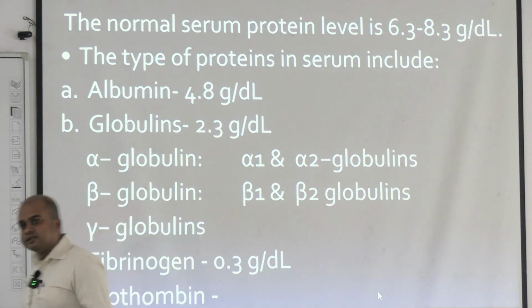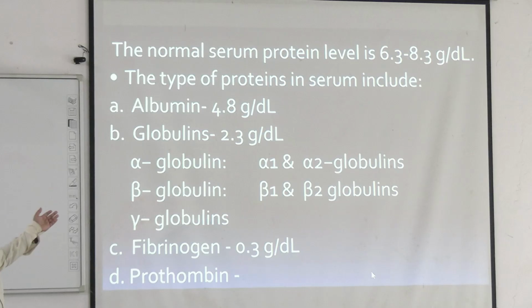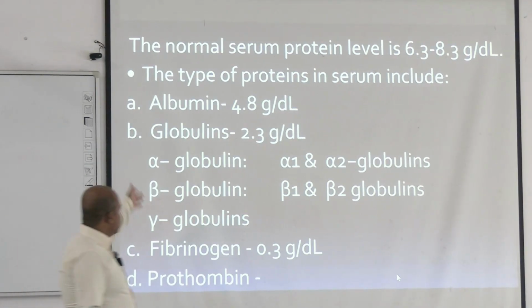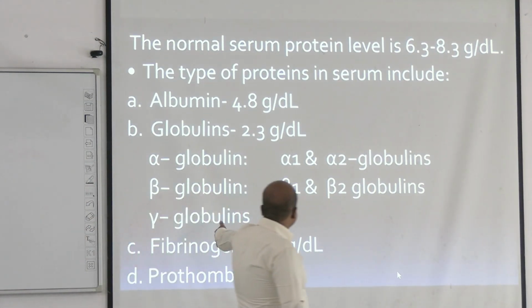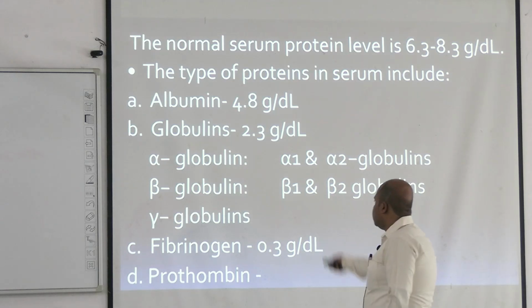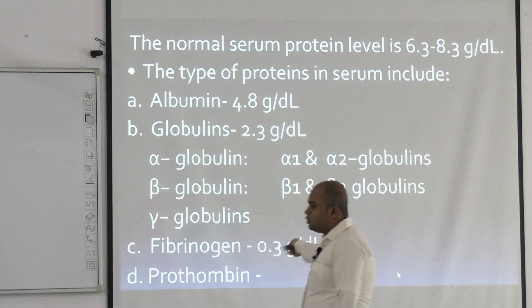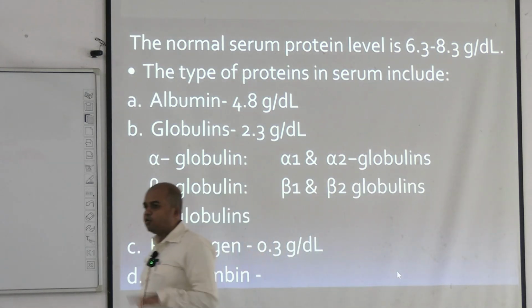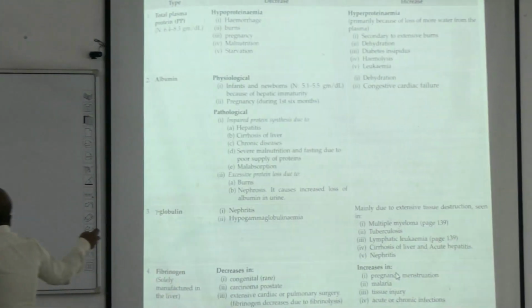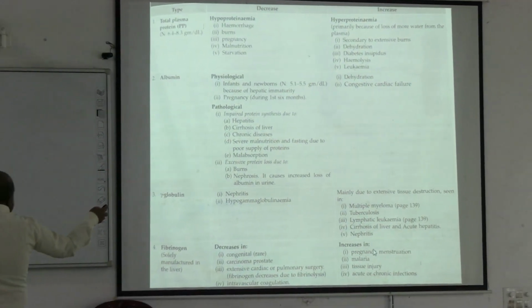Functions of plasma proteins: coagulation. See, here also they are telling us the percentage of albumin is greatest, the percentage of globulins is lesser than that of albumin, but fibrinogen, prothrombin and other plasma proteins are only traces. Functions of plasma proteins: this is about hypoproteinemia.